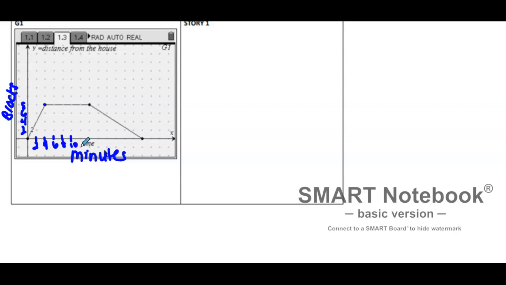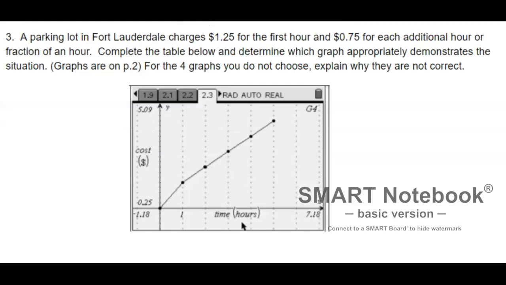Okay, and then the last thing that I want to talk about is question number 3. Question number 3 gives you a situation where in a parking lot in Fort Lauderdale, they charge $1.25 for the first hour, 75 cents for each additional hour or fraction of an hour. There's going to be a table that you're going to complete, and then you're going to determine which graph appropriately demonstrates the situation. And the graphs are going to be on the next page. They'll be on page 2 of the assignment.